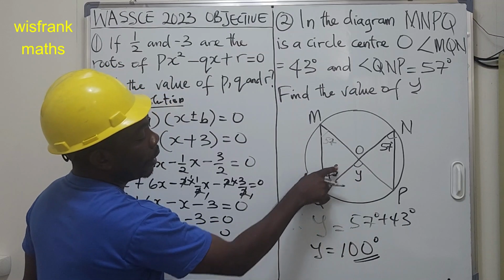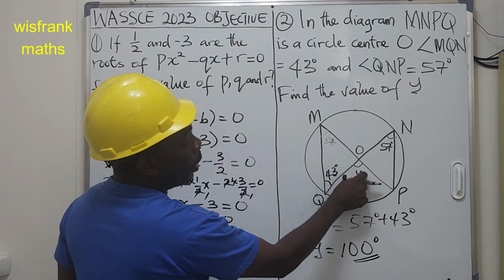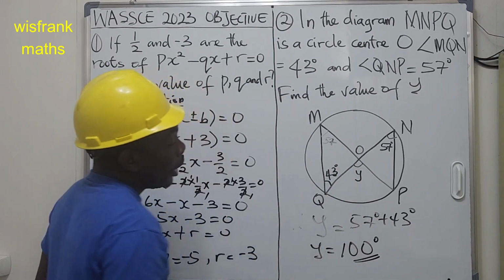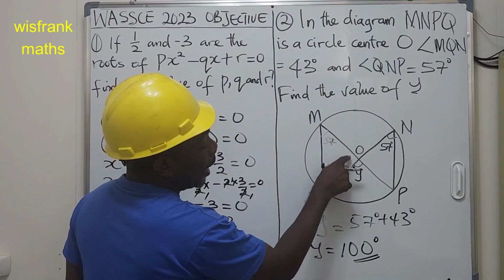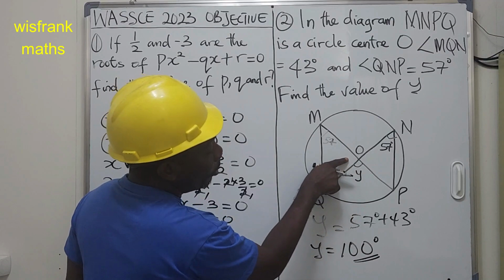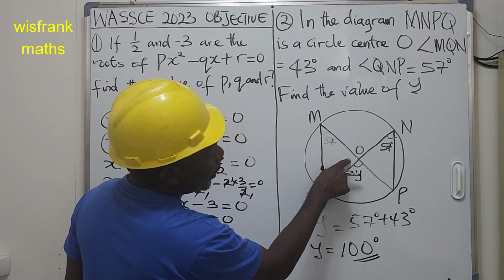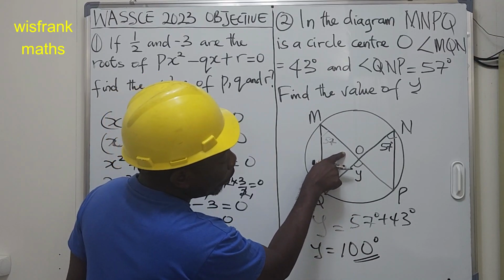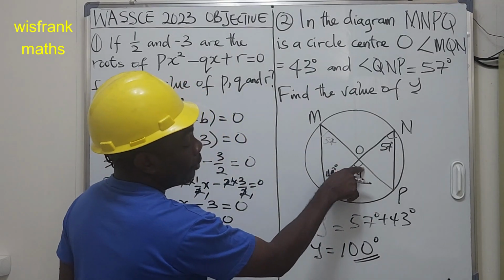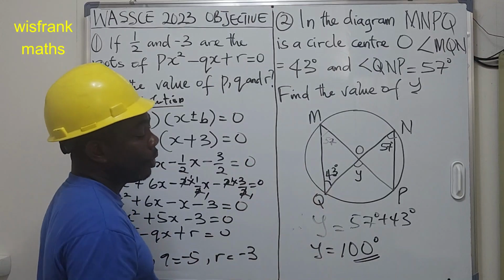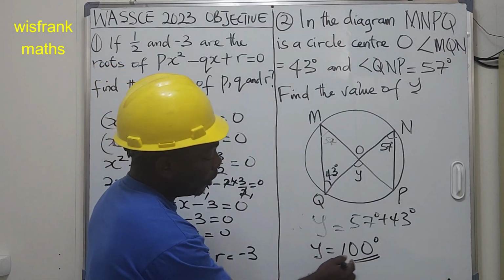So when you add these two angles here, you have 100 degrees. In another way, you can find the summation of these and subtract from 180. From here, you see that you have 80 degrees here. So angles on a straight line make up 180. So when you subtract, you have 100 degrees. So it's the same thing, that you have Y as 100 degrees.